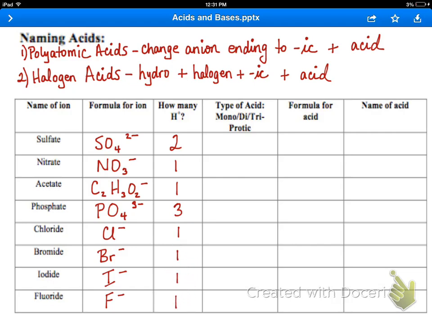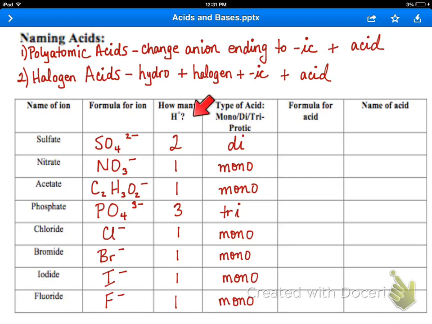That leads us to what type of acid. If it's 1 proton, we call it monoprotic. If it has 2 protons, we call it diprotic. And triprotic means it would have 3. So following the next column, we'll fill this in. Again, notice that because sulfate had 2 protons, it is diprotic, and phosphate has 3 protons, so it is triprotic.